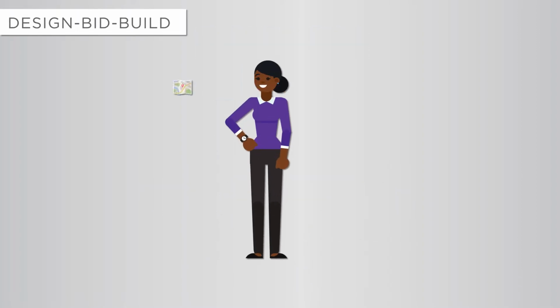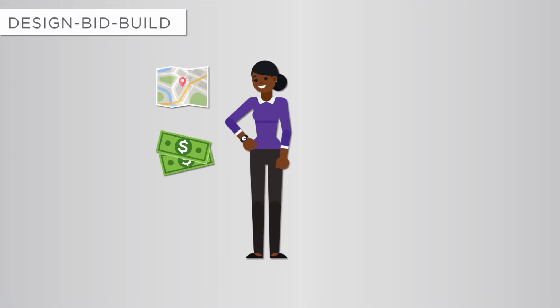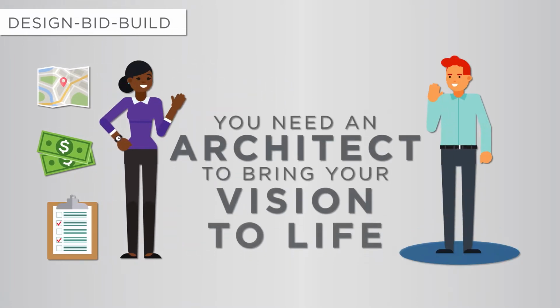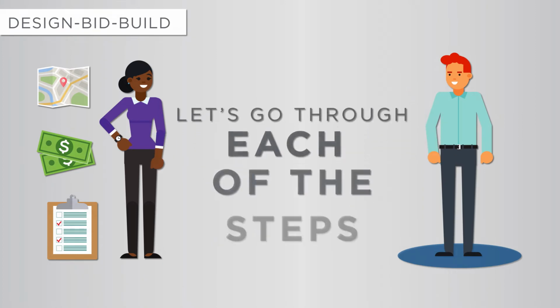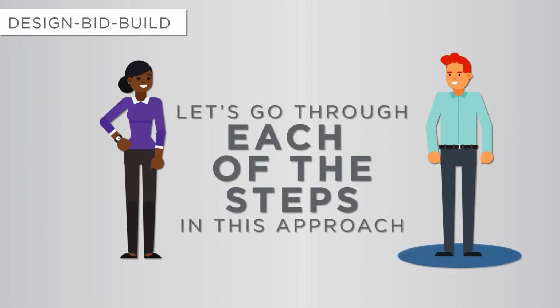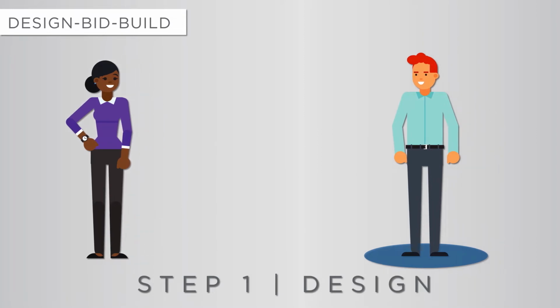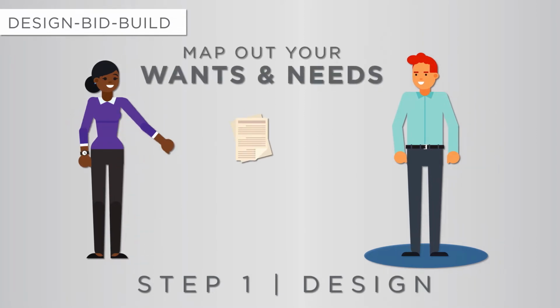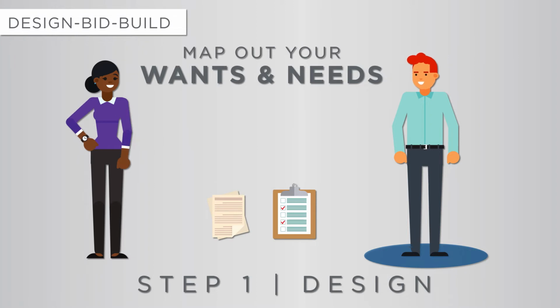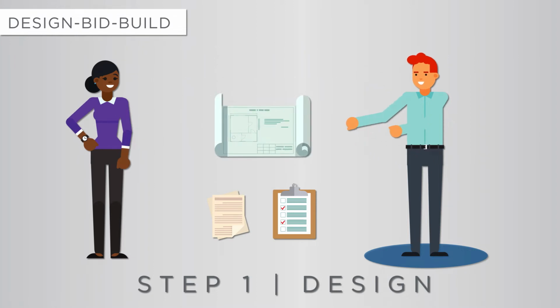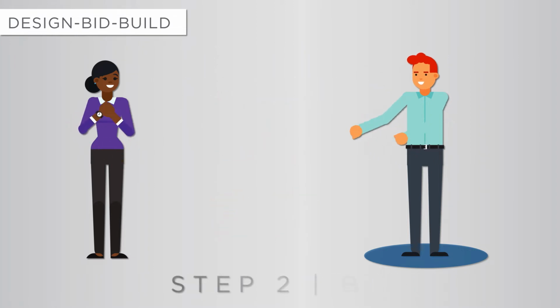for many decades. Let's say you already have a piece of land to build on, a budget in mind, and some ideas on what you want your building to look like. Now, you need an architect to bring your vision to life. Let's go through each of the steps in this approach. Step 1. Design. Together with your selected architect, you map out your wants and needs for your building. After going through several iterations and schematics, you land on a design that you love.